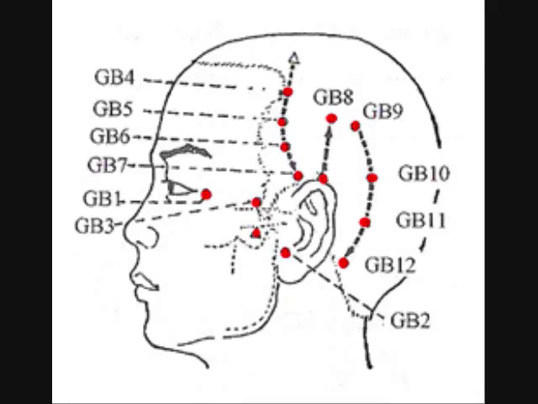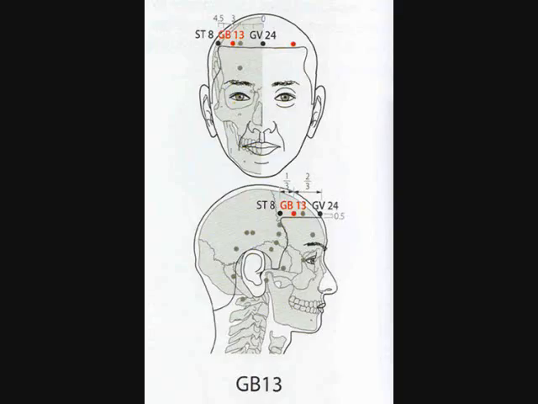GB10, posterior and superior to the mastoid process, midway of the curve line drawn from GB9 to GB11. GB11, posterior and superior to the mastoid process on the line connecting GB10 and GB12. GB12, in the depression posterior and inferior to the mastoid process.